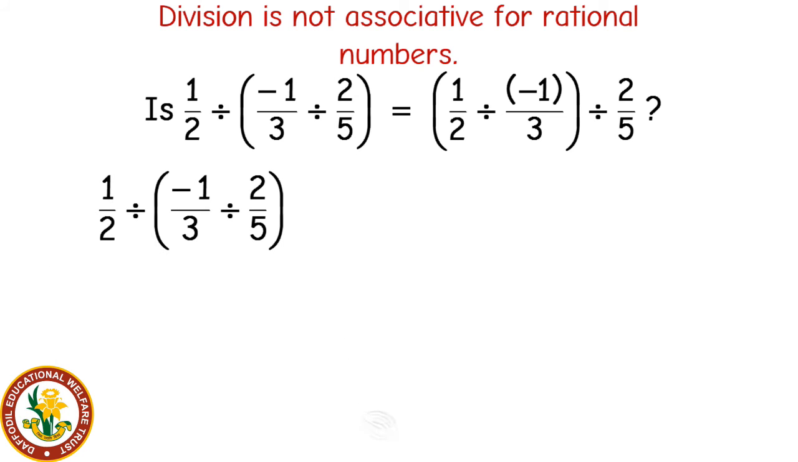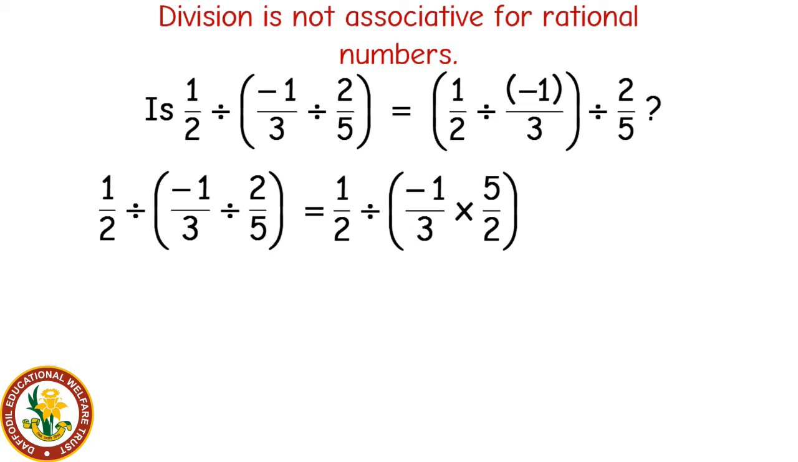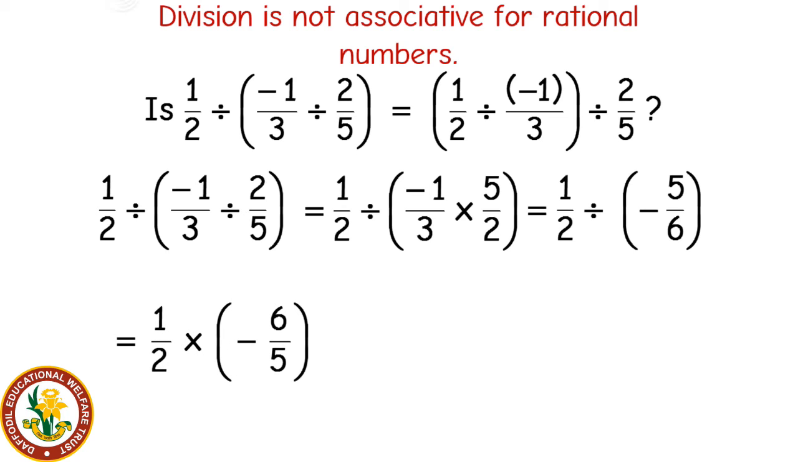1 upon 2 divided by (minus 1 upon 3 divided by 2 upon 5) is equal to 1 upon 2 divided by (minus 1 upon 3 multiplied by 5 upon 2), which is equal to 1 upon 2 divided by minus 5 upon 6, which is equal to 1 upon 2 multiplied by minus 6 upon 5, which is equal to minus 6 upon 10.